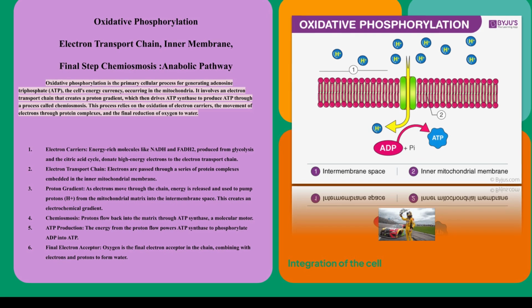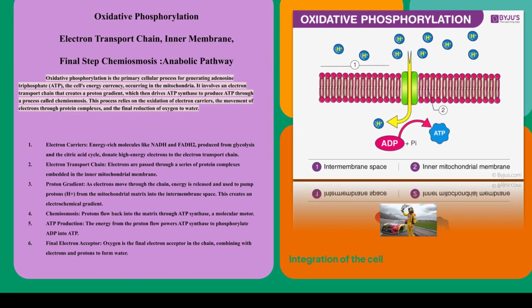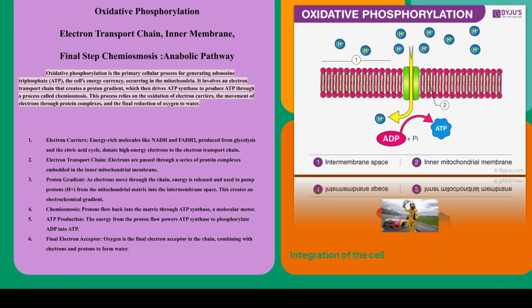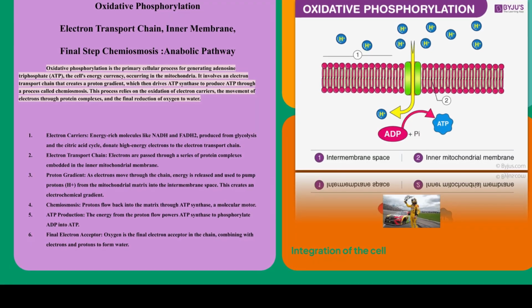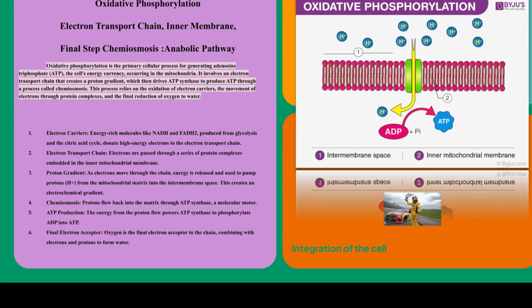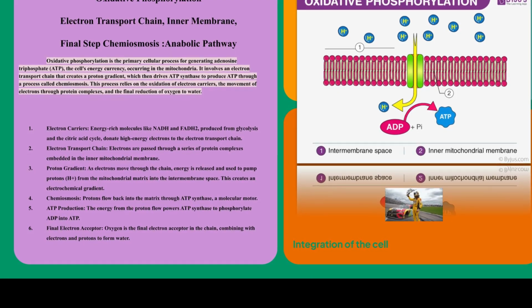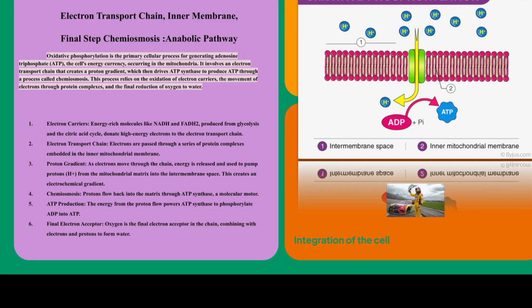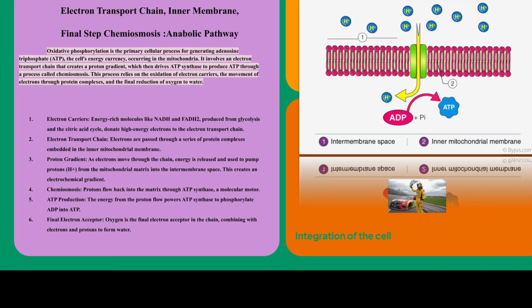Okay. It uses an electron transport chain to create a proton gradient, which powers ATP synthase to produce ATP through chemiosmosis. This process involves electron carriers, electron movement through protein complexes, and the final reduction of oxygen to water. And it does this in a series of steps listed below or on the side.